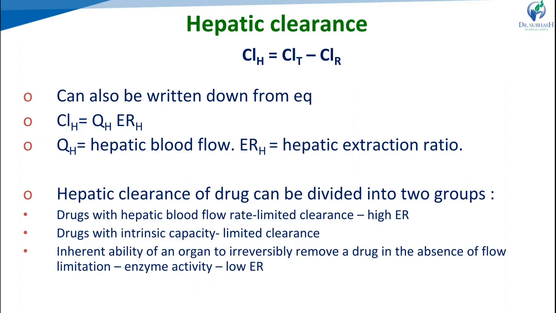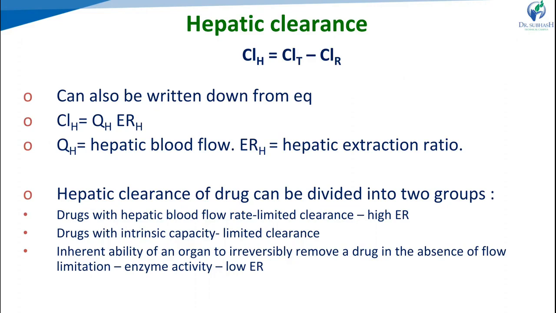Next terminology is hepatic clearance. Other than renal clearance, the measure for the clearance of drug is hepatic clearance. We can find hepatic clearance as the total body clearance minus renal clearance. It is also written as hepatic clearance equal to QH into ERH, meaning hepatic blood flow and the hepatic extraction ratio.